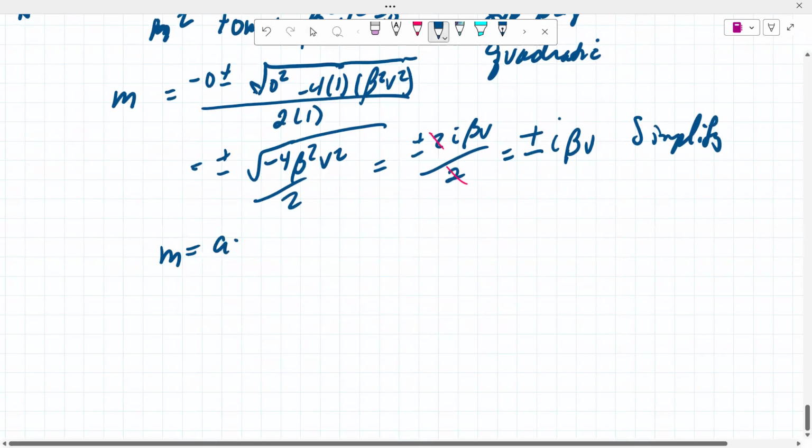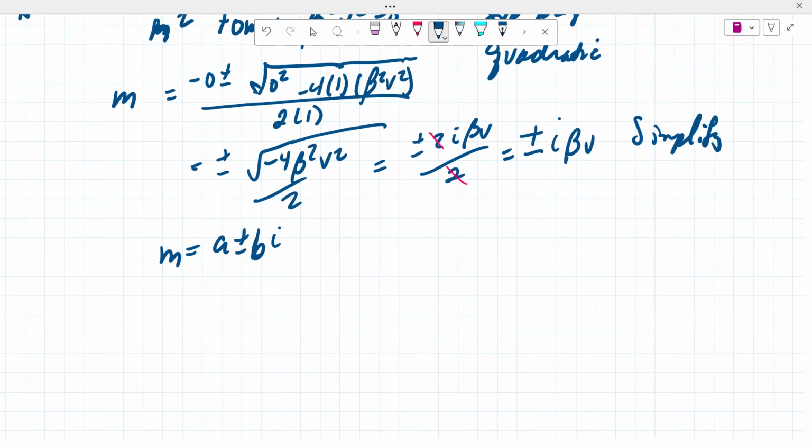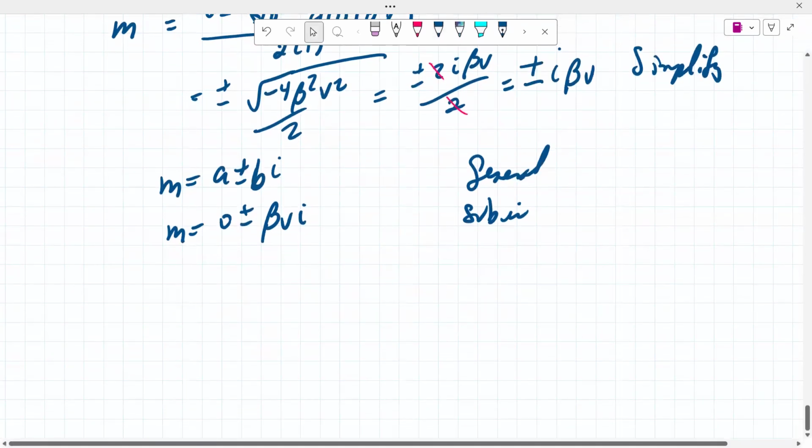M equals A plus or minus Bi, the general form. M equals 0 plus or minus BVi. This is our subbing in. A equals 0.